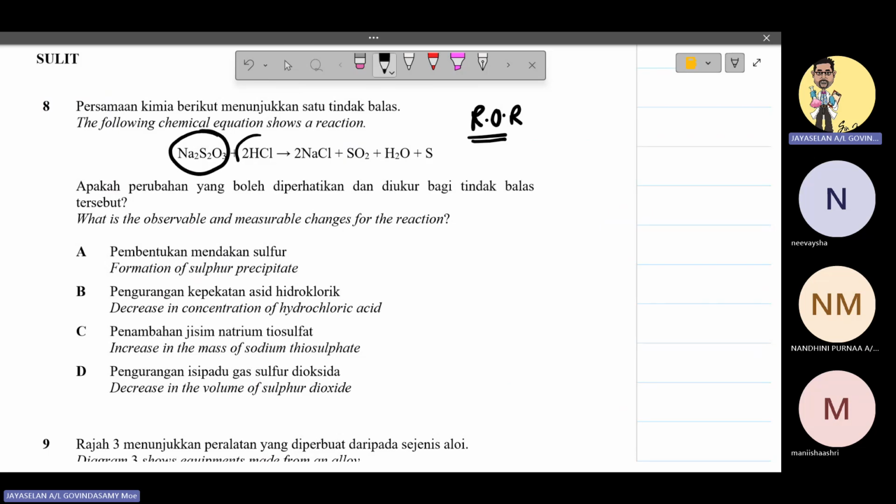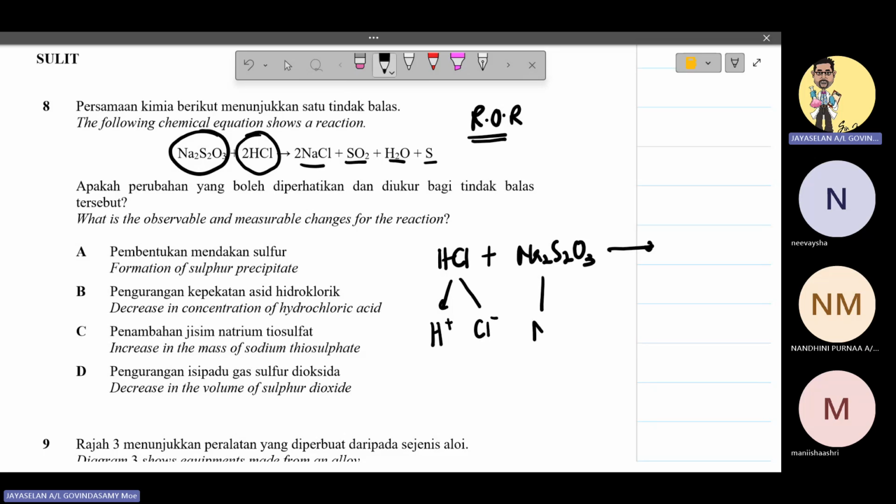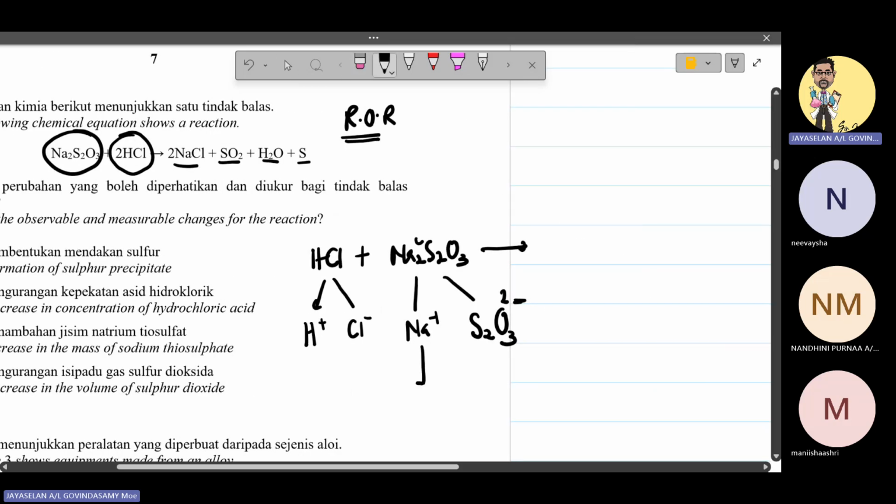Sodium thiosulfate reacts with hydrochloric acid. 1, 2, 3, 4 products. So we try to do it here. For hydrochloric acid, I like to put hydrogen ion in front. Sodium thiosulfate, what will you get here? Hydrogen ion, chloride ion, sodium ion, thiosulfate ion. So what is the formula of the thiosulfate ion? 2 negative. Take these two, put in front. During the chemical reaction, this and this join, you will get sodium chloride.